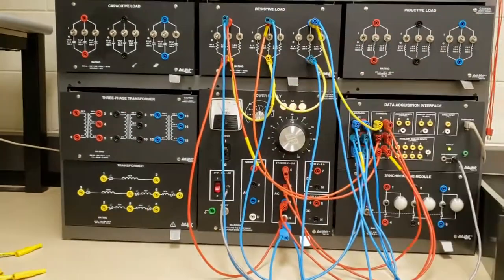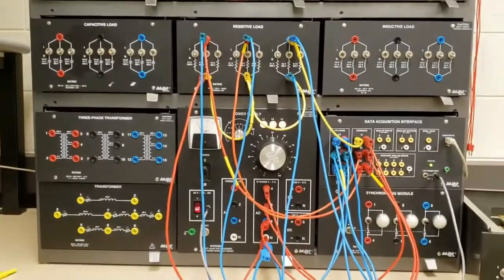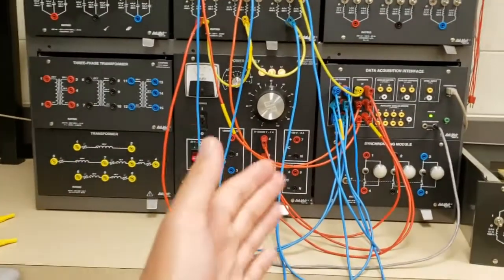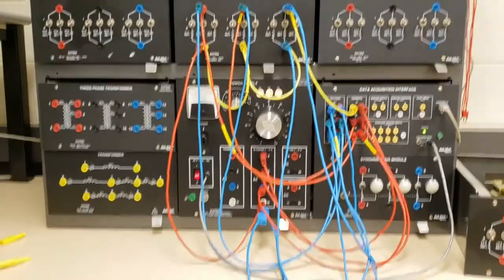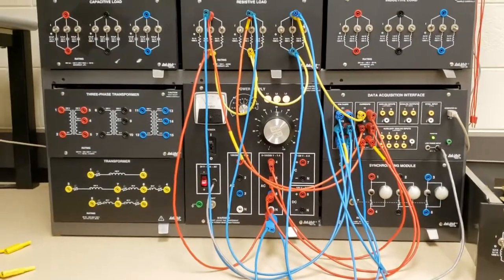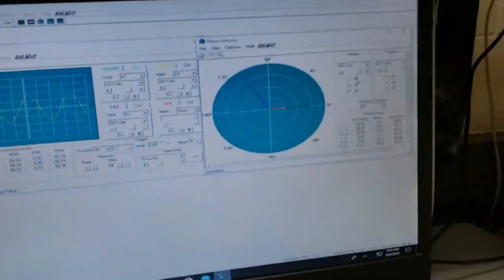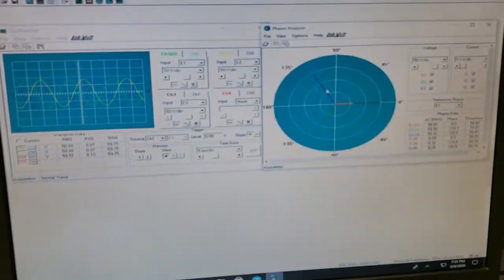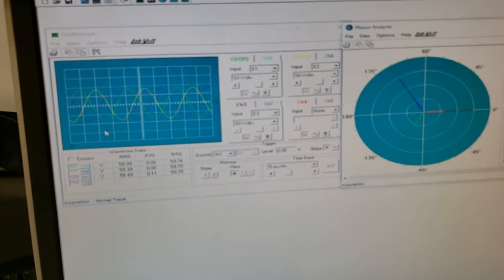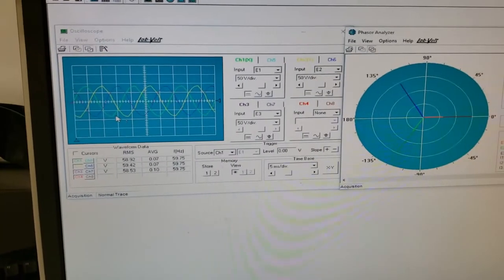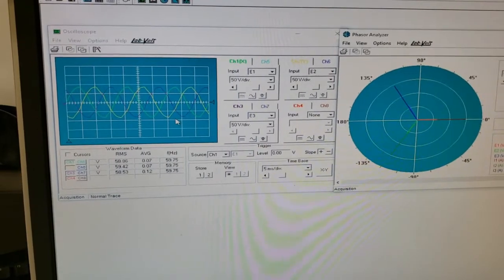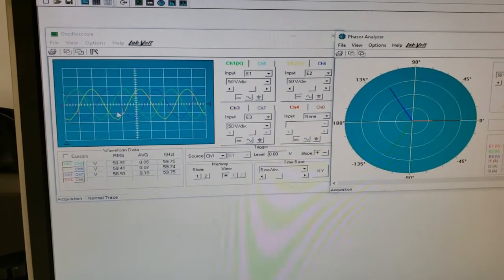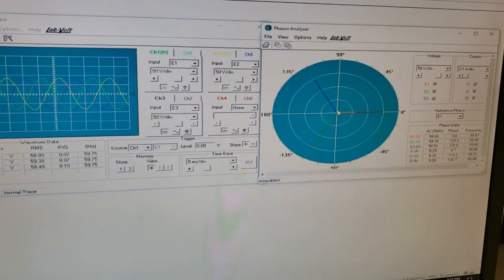Because the loads are balanced, we should find that the currents should indeed be three-phase, and the voltages are three-phase by default. That's what's coming from the building's power system. So if we go ahead and look at the scope and the phasor diagram, you can see here the scope. I'm showing the voltages first of all, and indeed they are three-phase. That looks pretty classic, three-phase type of waveforms, and these are the voltages. I also have on the phasor diagram the same thing.